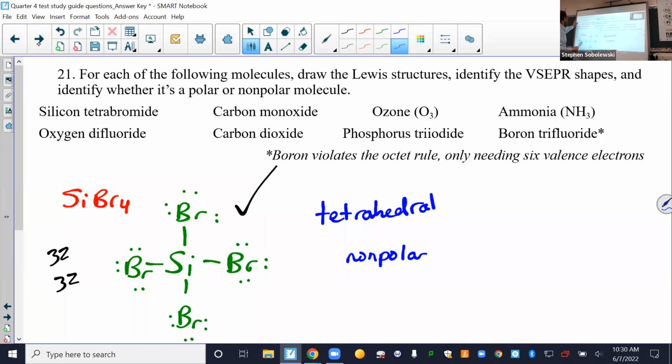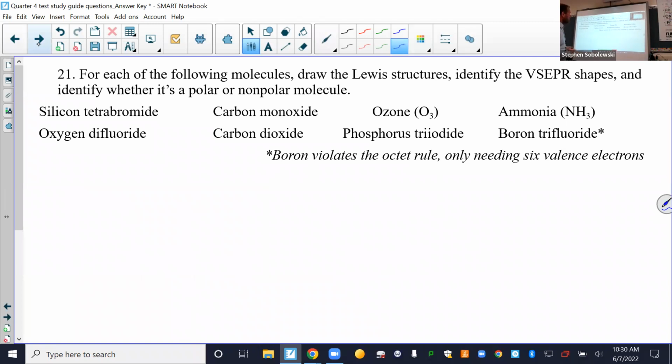All right. Next one, we'll go a little quicker now. Let's go across. Carbon monoxide. So CO. We start with our dots around all of these elements.